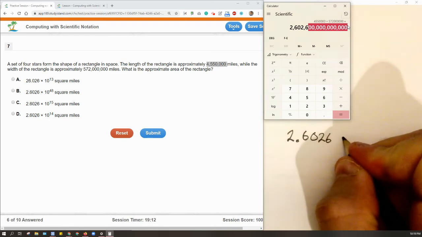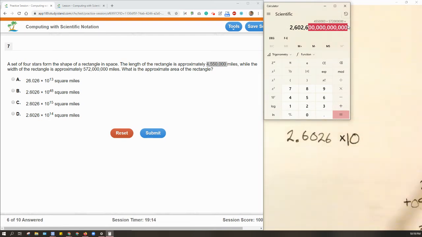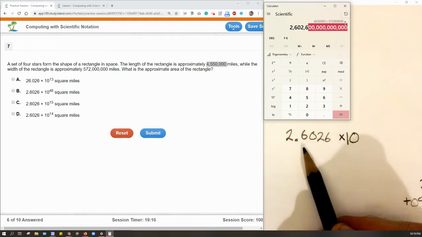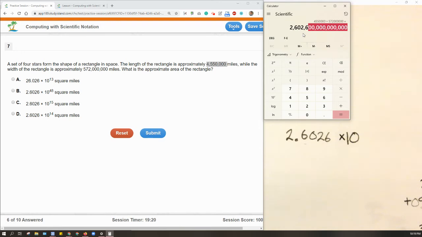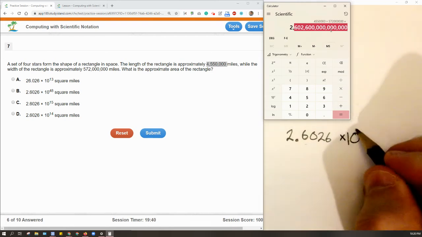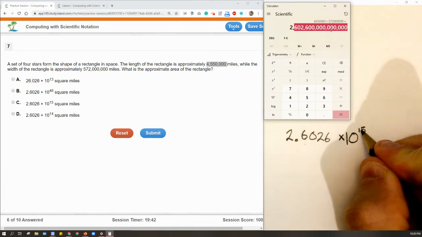Always in scientific notation, we put times 10. So how many times do we multiply this number, 2.6026, times 10? How many times do we have to multiply it by 10 to get back up to this number up here? Just count how many spaces you would have to move the decimal from between the 2 and the 6 all the way back down to the end where it should be, the invisible 0 at the end here. Well, we can count by 3s. 3, 6, 9, 12, 15. So this is going to be to the 15th power.